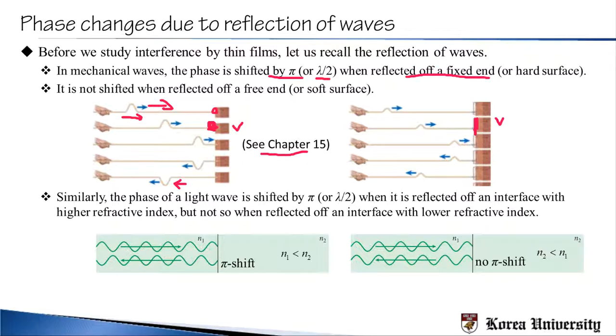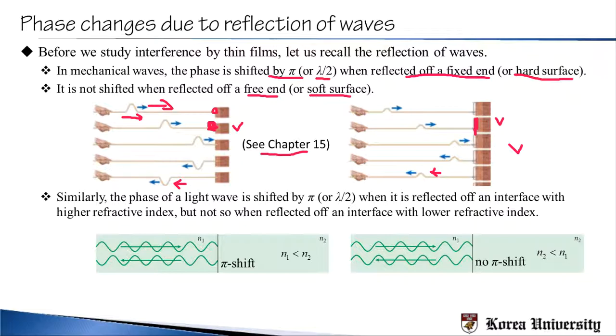And a fixed end is just like a hard surface. In this case, now it's not fixed, so therefore Newton's third law doesn't have to work. So the pulse will come back as it is without phase shift. This was the case of the reflection off a free end or soft surface. Okay, so why do I mention this?